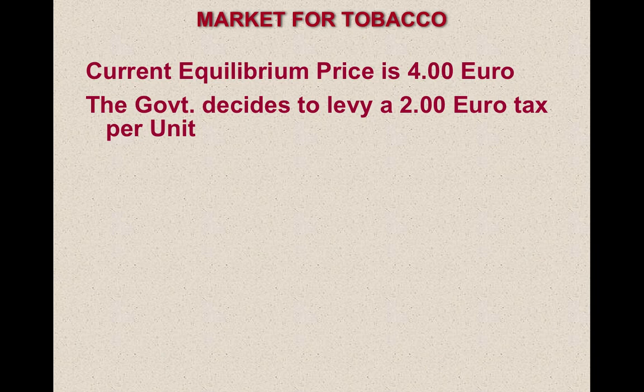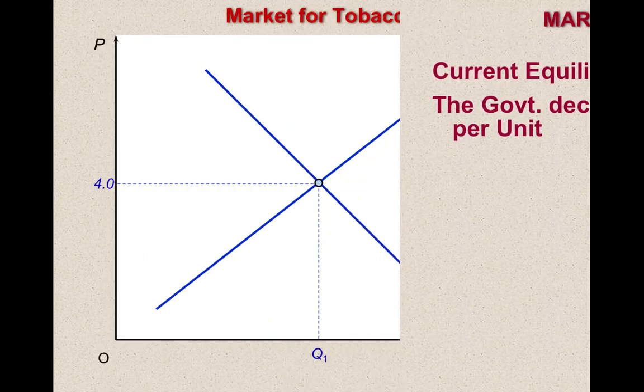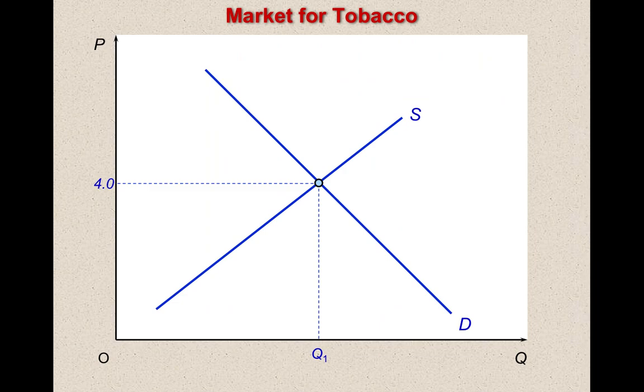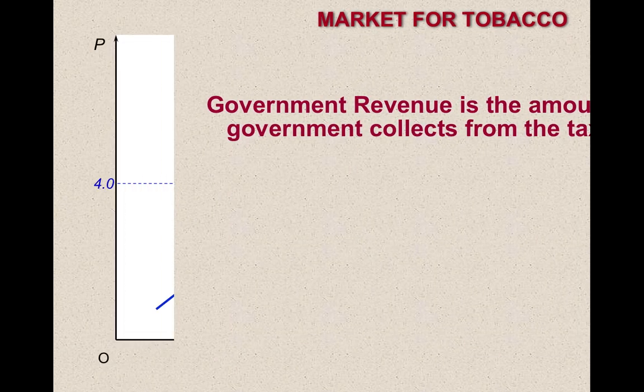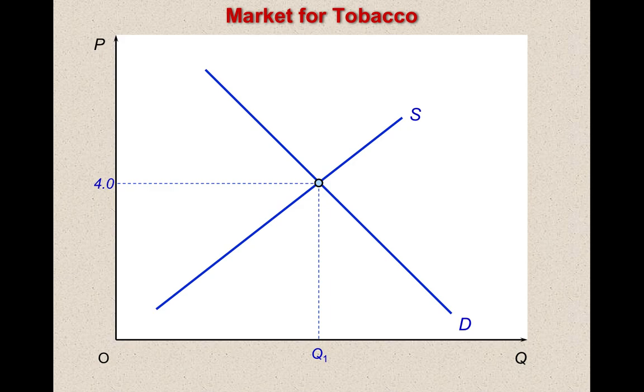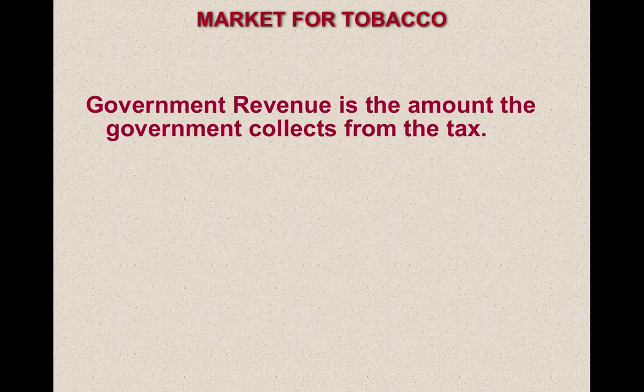So let's take an item that is traditionally taxed. We'll say tobacco. Or no, sorry, the original price, let's say, is 4 euros. And the government decides to levy a 2 euro per unit tax on all packages of cigarettes. Well, what will that do? Well, we'll shift the supply curve. Again, and this is the diagram before the initial shift.